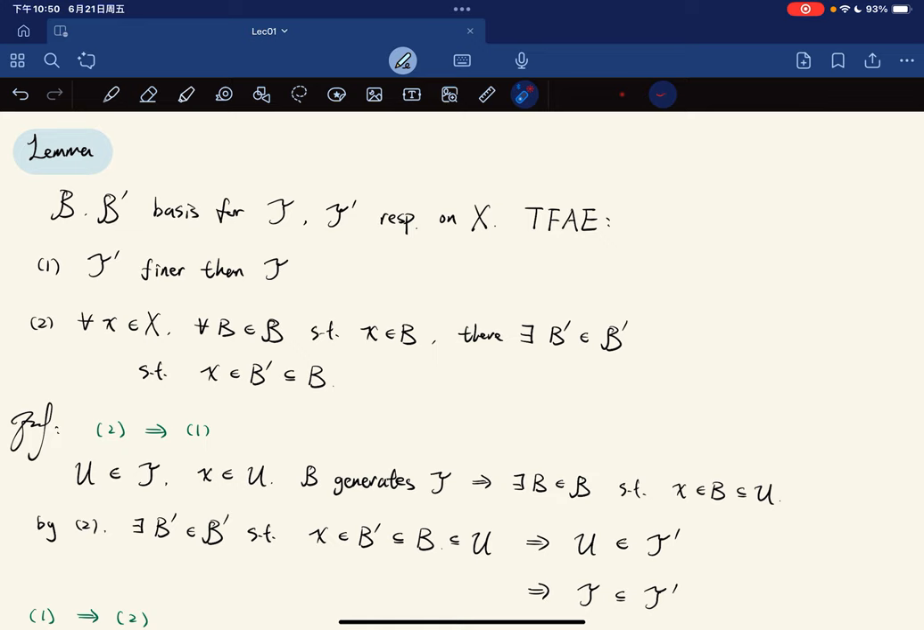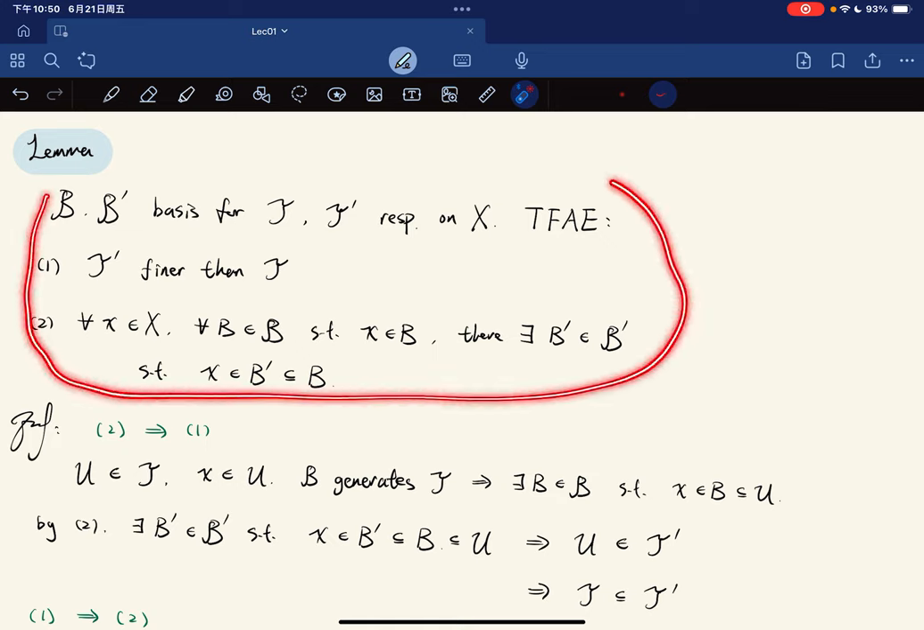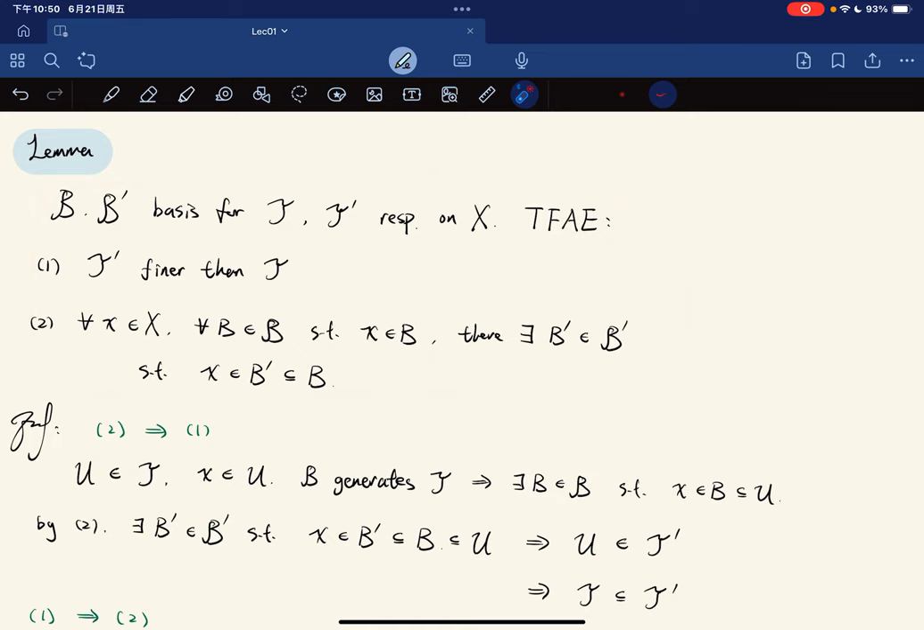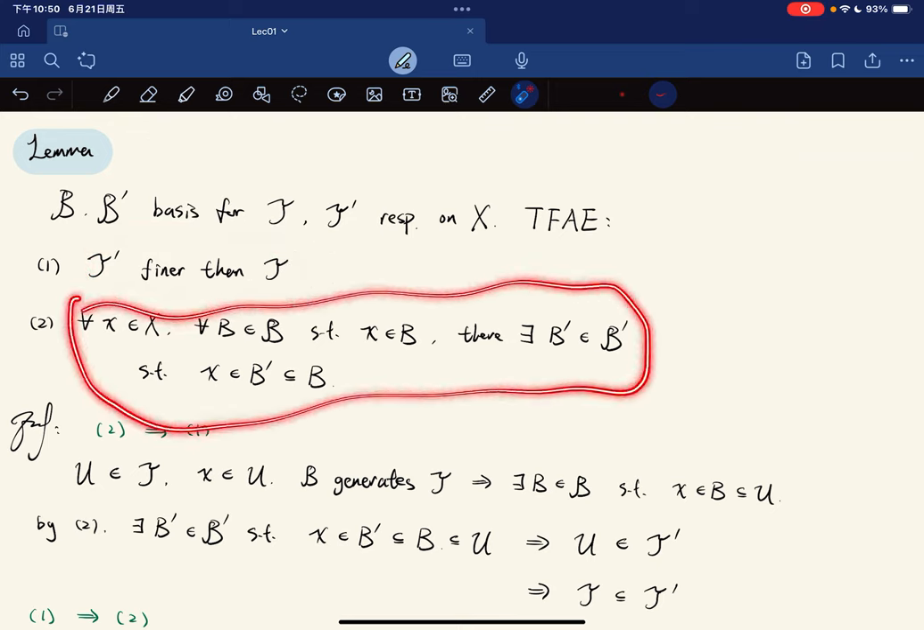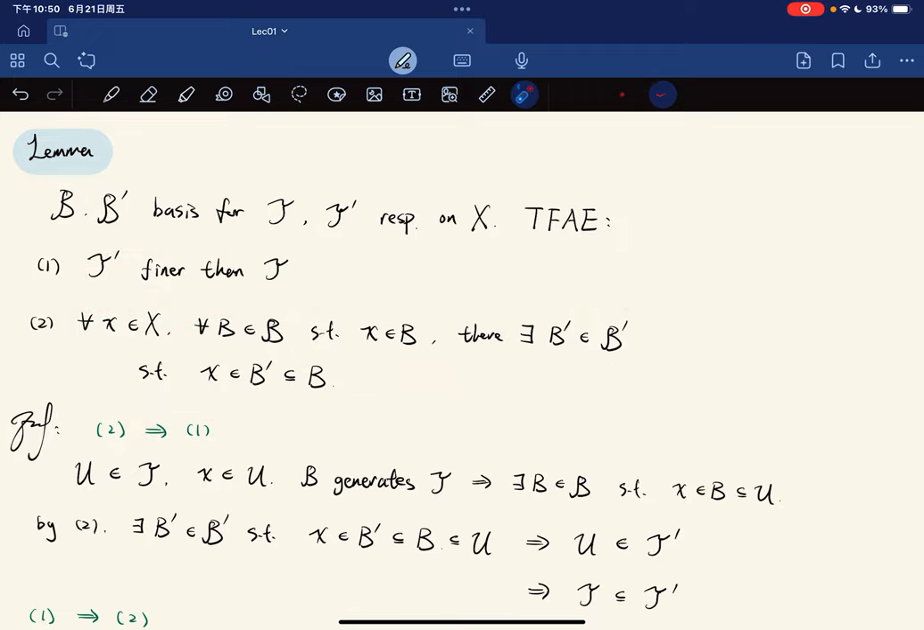So we're going to use this to prove that in Euclidean space, the sup norm metric and the Euclidean metric are equivalent because the topologies they generate are the same. We're gonna use 2 and we're gonna see it implies 1. So that's for later, okay?